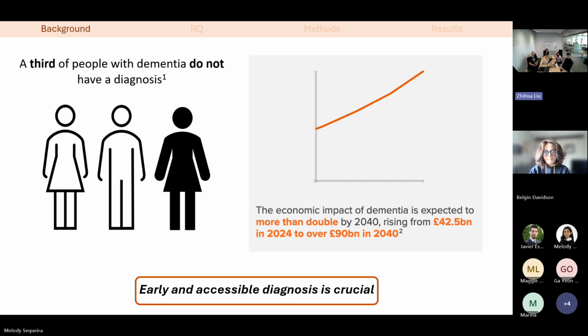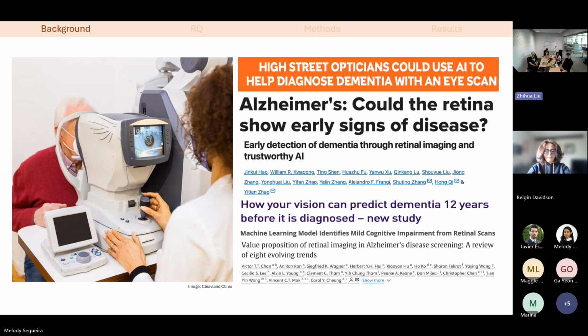With the emotional burden that comes with the uncertainty of not knowing why you feel the way you do, a third of the people living in the UK do not have a diagnosis of dementia and go through this emotional burden. But more than anything, there's also an economic burden of dementia that is predicted to double by 2040. At this stage in time, it remains absolutely crucial that we have early and accessible diagnostic tools for dementia diagnosis.